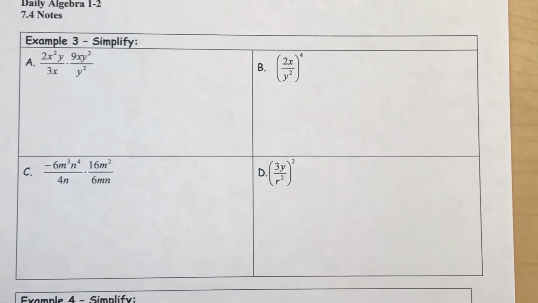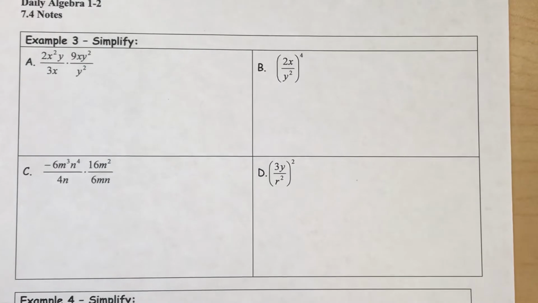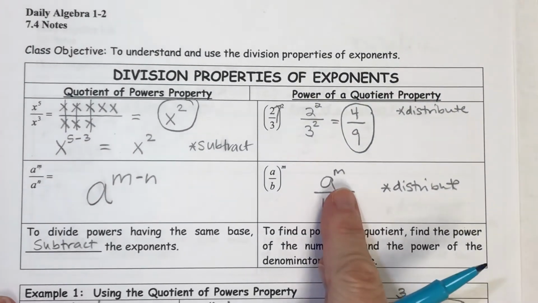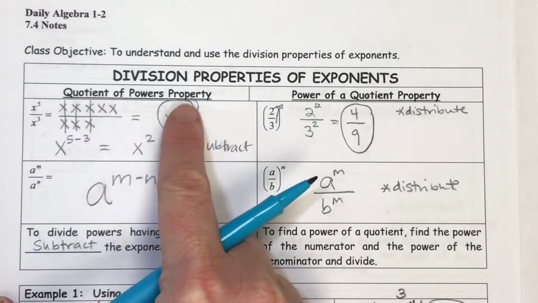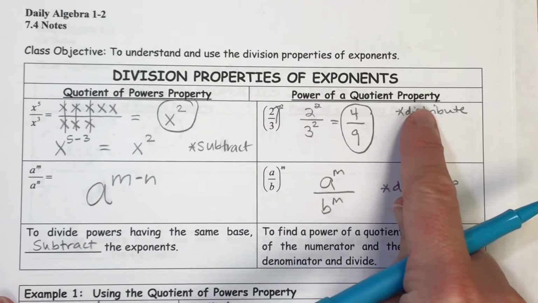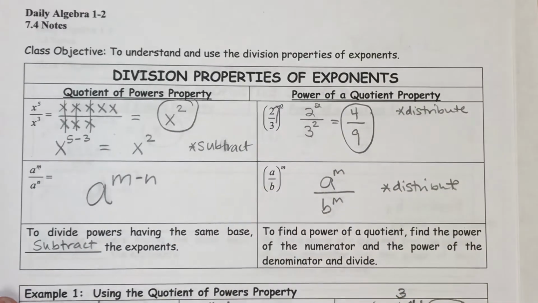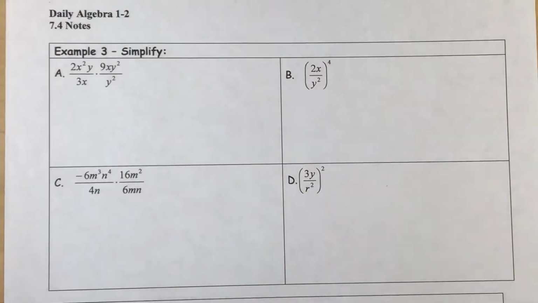In this video, I'm going to give you some examples for simplifying exponents when you have fractions. In my previous video, I gave two properties that we're going to go through in this set of examples. The two properties that I went over were the quotient of powers property and the power of a quotient property. I want to show you how to use those two properties of exponents in these four examples.